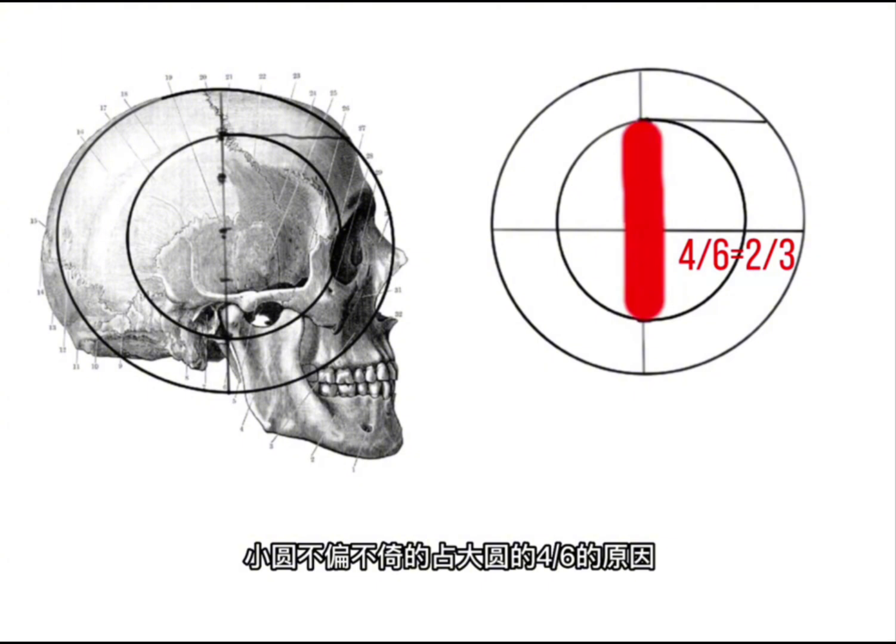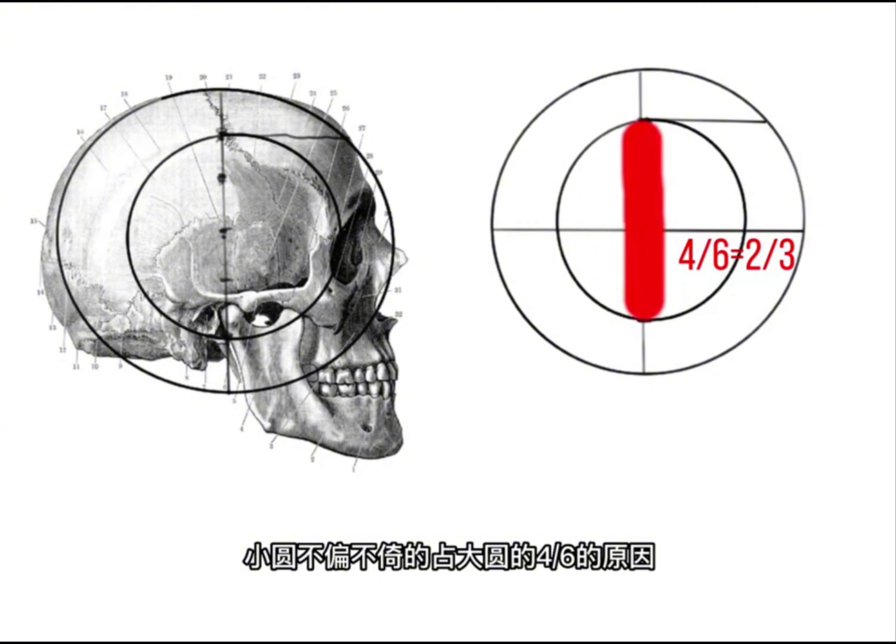From here, it's not difficult to see that the distance from the top of the small circle to the top of the large circle is the distance from the hairline to the skull. This proportional relationship is very wonderful. It seems to be precisely determined. This is why the small circle occupies exactly 4/6 of the large circle. It makes me have to believe that humans are not evolved, but are set.